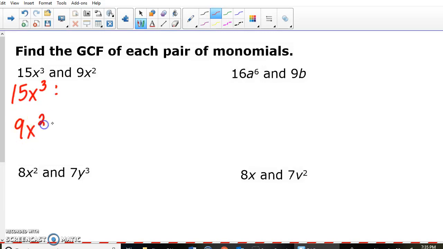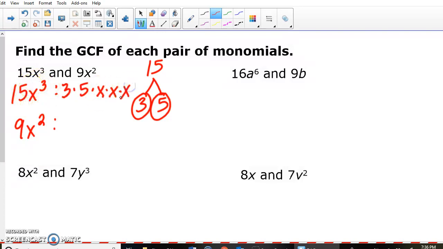So let's start with 15x cubed. To find the prime factorization of 15, you're going to just make your factor tree and ask yourself, okay, what prime numbers multiply to give me 15? In this case, it would be 3 and 5. So I'm going to list those out, 3 times 5. And then I've got x cubed, so that's 3 x's times each other.